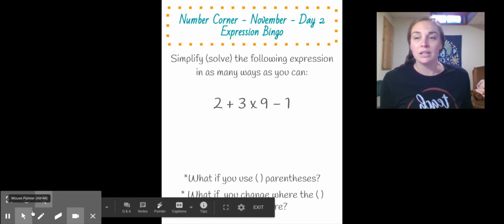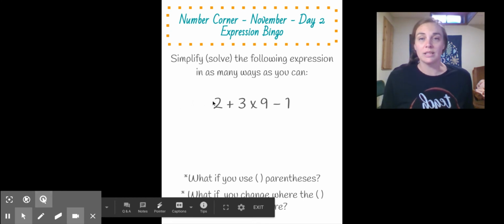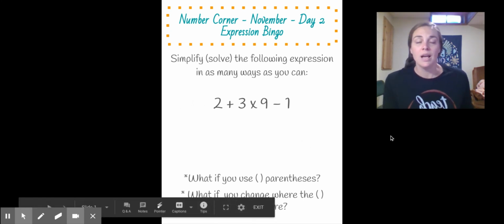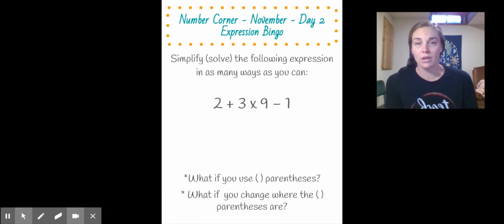Now, I can show this a couple different ways. And when I solve it, I can't change the order that the numbers are in or where the operations are, where the addition, multiplication, or subtraction go. But what if I used parentheses? What if I changed where I put those parentheses? What different answers might I get? So I'm going to ask you to come up with some of those answers. When you have at least 2, then you can write them down and continue on.